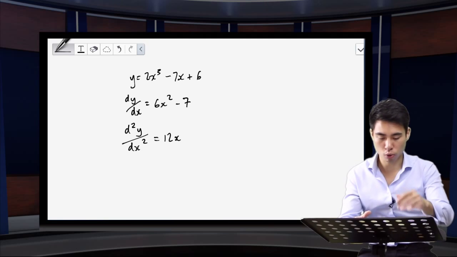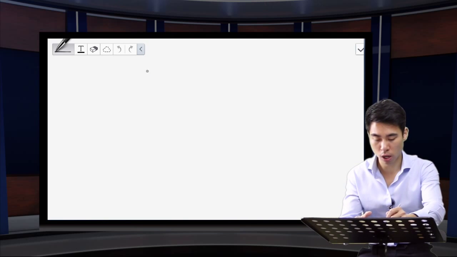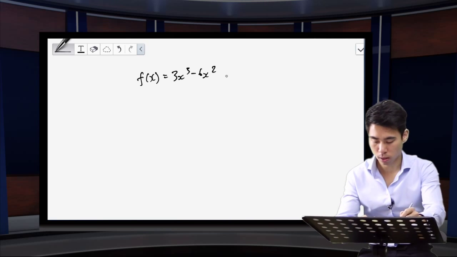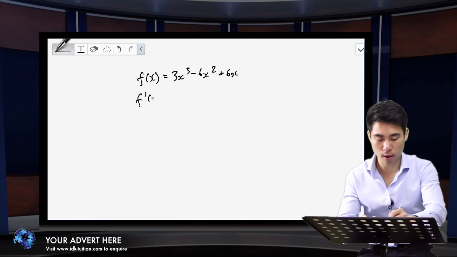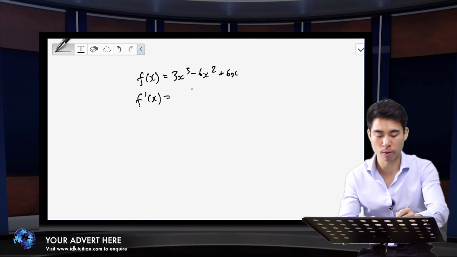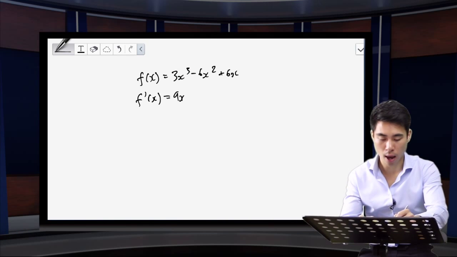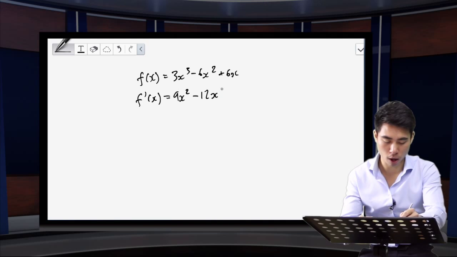Second example we're going to look at is using your function notation. So function notation, the original function is going to be this one here, 3x cubed minus 6x squared plus 6x. So your first derivative here, you know that it's f dash of x or f prime of x. Differentiating this right hand side here with respect to x, bring this 3 to the front, gives me 9x squared minus, bring this 2 to the front here, combines with my 6 to give me 12x, decreases power, I have a 1 over here, don't need to write that, plus 6.